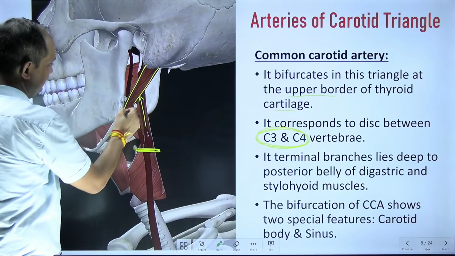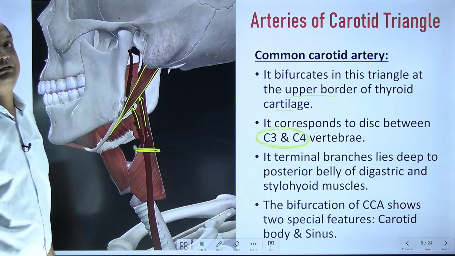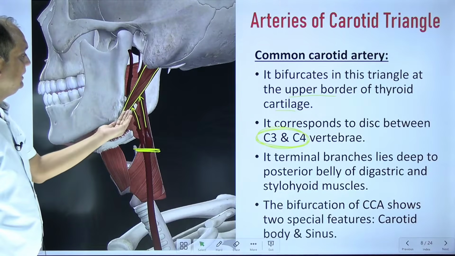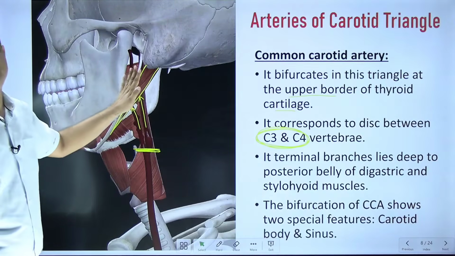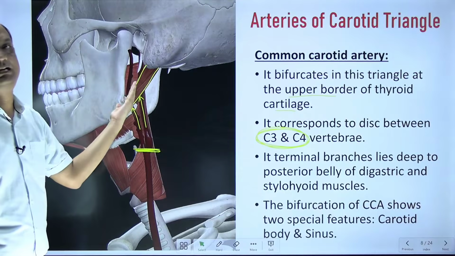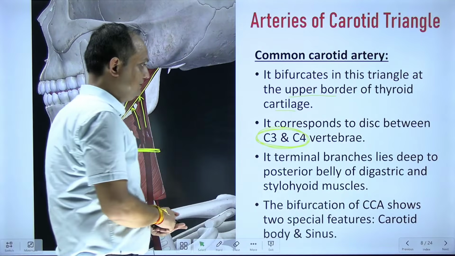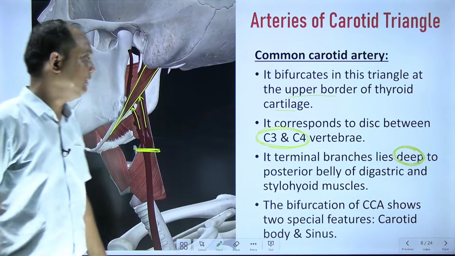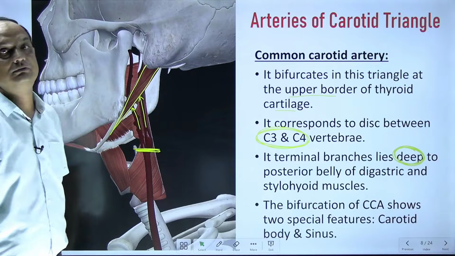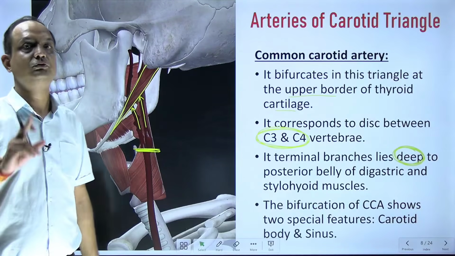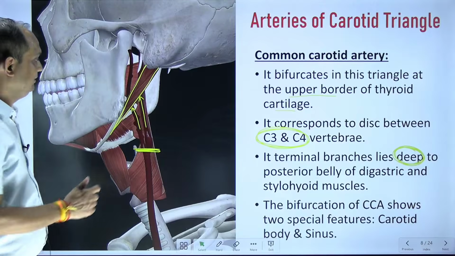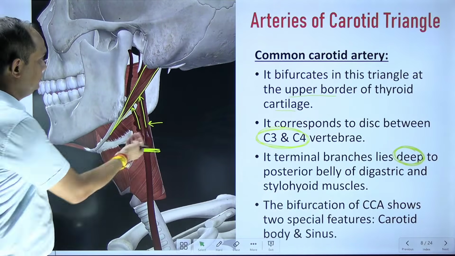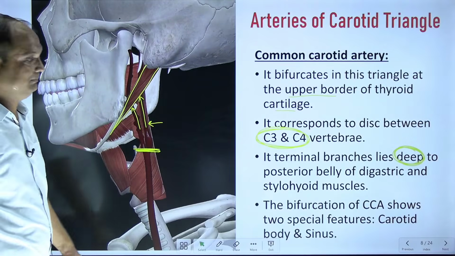posterior belly of digastric. Now this question has been asked so many times, that the external and internal carotid arteries lie outside or superficial to the digastric or deep to the digastric. So the answer is that these branches lie deep to the posterior belly of digastric, and along with the posterior belly you also have a muscle known as stylohyoid. Clear? So you should always keep this thing in mind, that once the common carotid bifurcates into the internal and external carotid, both branches will go deep to the digastric muscle.